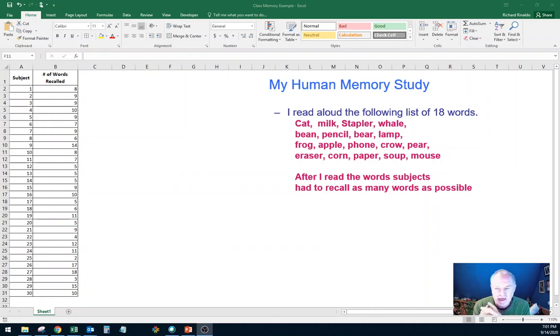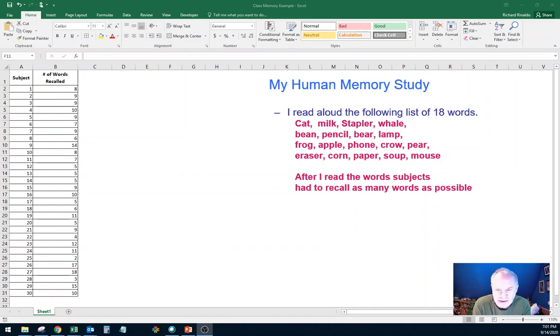Okay, now let's look at the calculations for frequency counts and frequency distributions. I'm using frequency counts here for the number of words recalled. As you'll see in the lecture slides, I ran a human memory study.